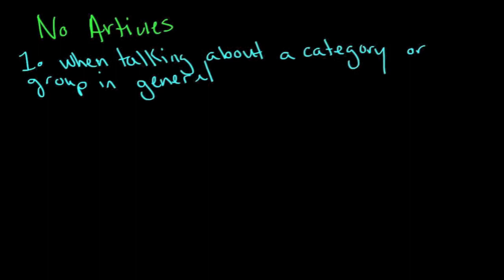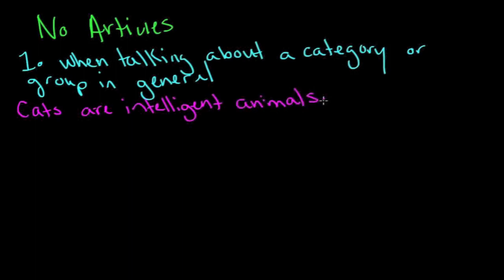Let me give you an example. Cats are intelligent animals. So here, before cats, we do not use an article. We say cats are intelligent animals. This is general.